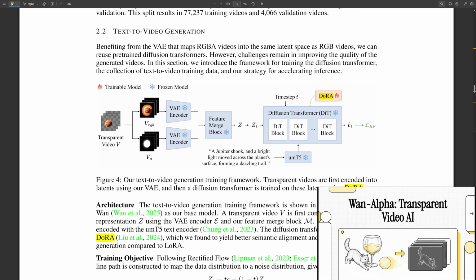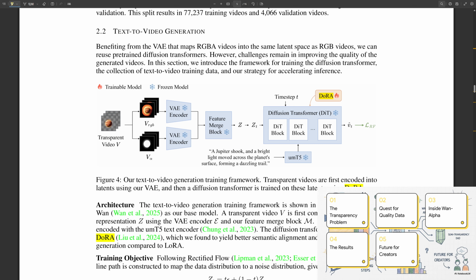All right, let's get right into it. We're taking a look at a new research paper that's introducing a model called Wan-Alpha. And its whole goal is to do something that sounds simple, but is actually incredibly difficult for AI. Generate really high-quality videos that are already transparent. Ready to just drag and drop into any project you're working on. This could seriously be a game changer.